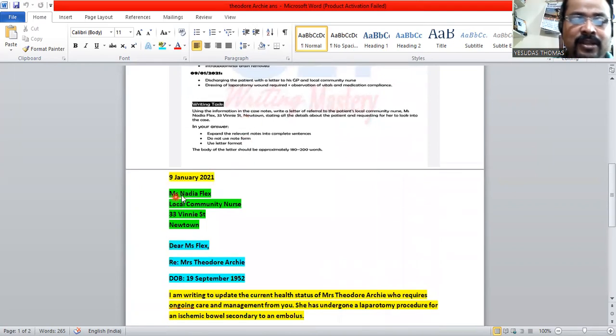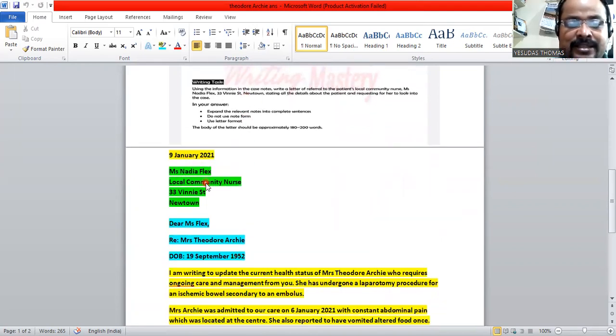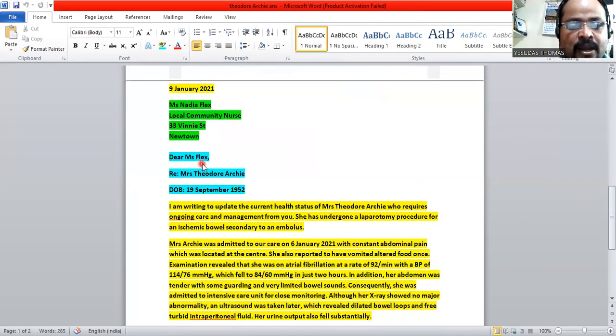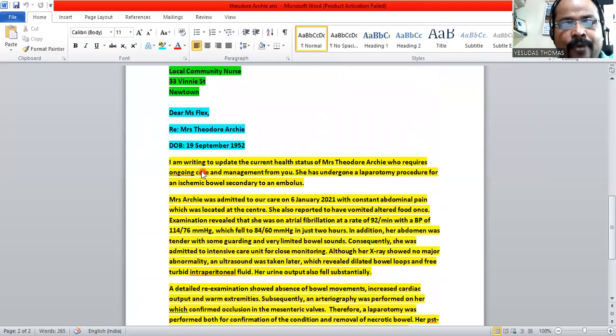Now let's go ahead with the presentation. That's today's date. The address of the local community nurse, Dear Miss Flex. Reference Miss THEODORE ARCHIE, 19 September, that's the date of birth. I'm writing to update the current health status of Miss THEODORE ARCHIE, who requires ongoing care and management from you. She has undergone a laparotomy procedure for an ischemic bowel secondary to an embolus. So we have written the purpose clearly.